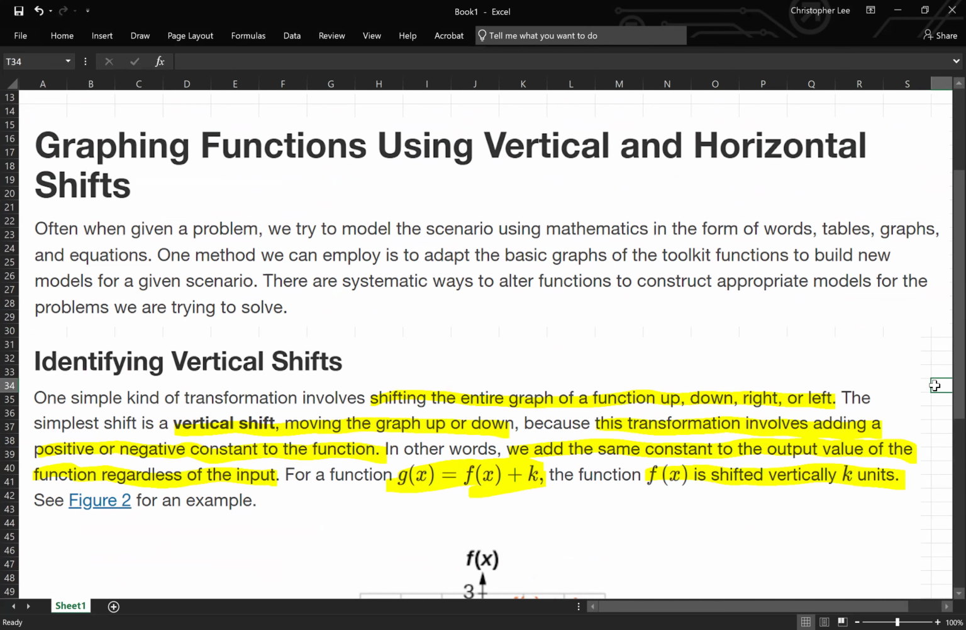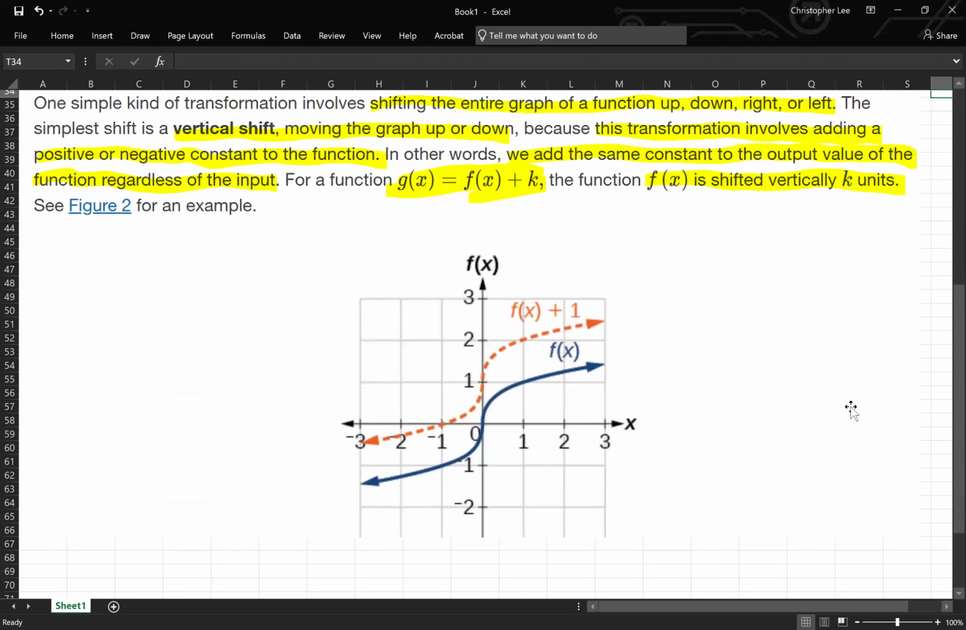Because the transformation involves adding a positive or negative constant to the function, that's the key right there. In other words, we add the same constant to the output value of the function regardless of the input. So for a function g of x is equal to f of x plus k, the function f of x is shifted vertically k units, all right? So let's take a look at that.